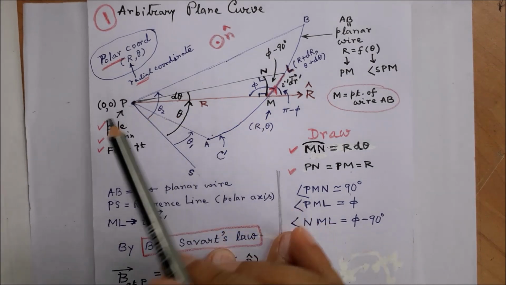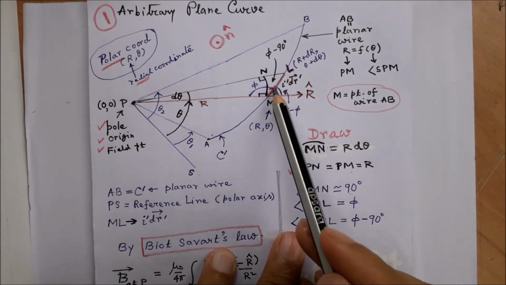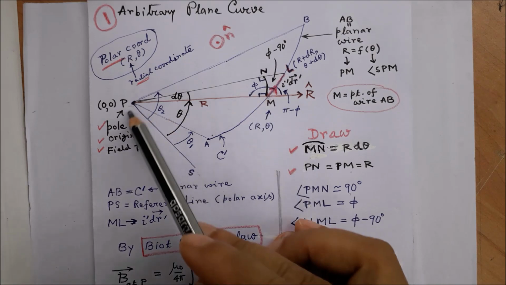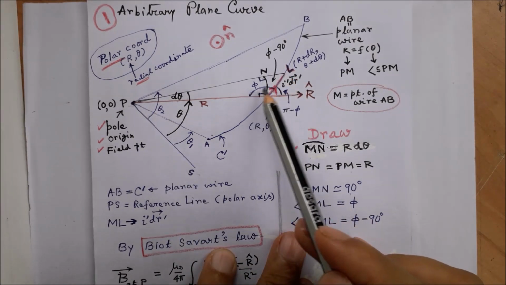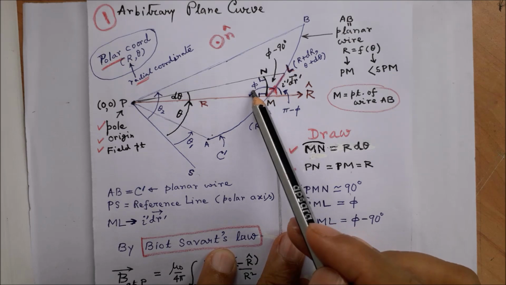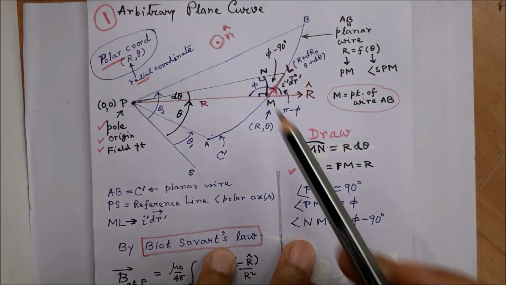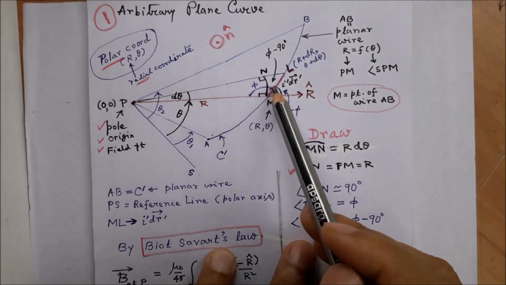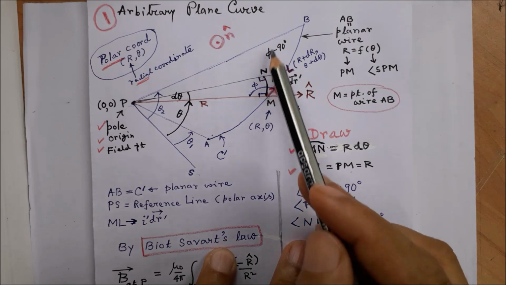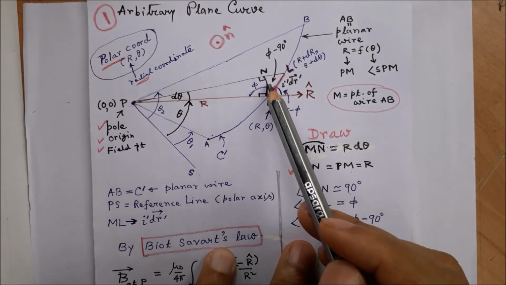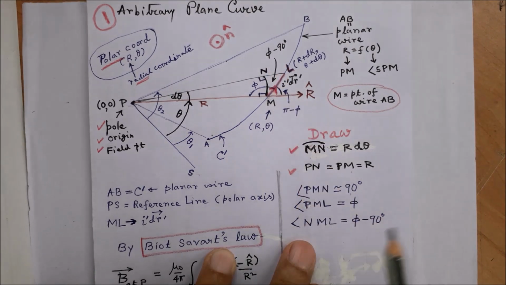Now PML, this angle, let us call it phi, and again this is 90 degrees, which means the angle NML is phi minus 90. So as is indicated, we have also mentioned the value of this angle.